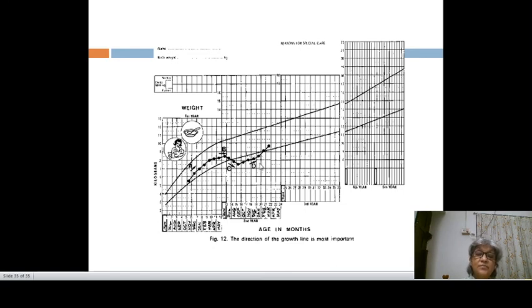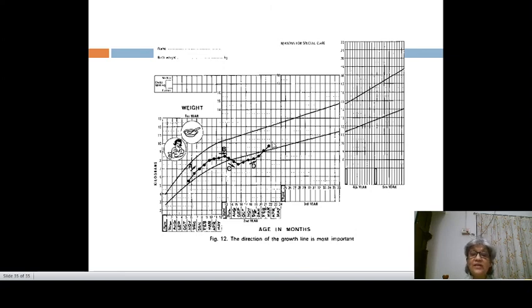Intervention is started, nutritional intervention is given, whereby the child again comes back to the normal. So this is where growth monitoring is very useful in understanding when the weight is faltering and when to intervene, how to intervene, and also show that with intervention it has worked and the child has come back.